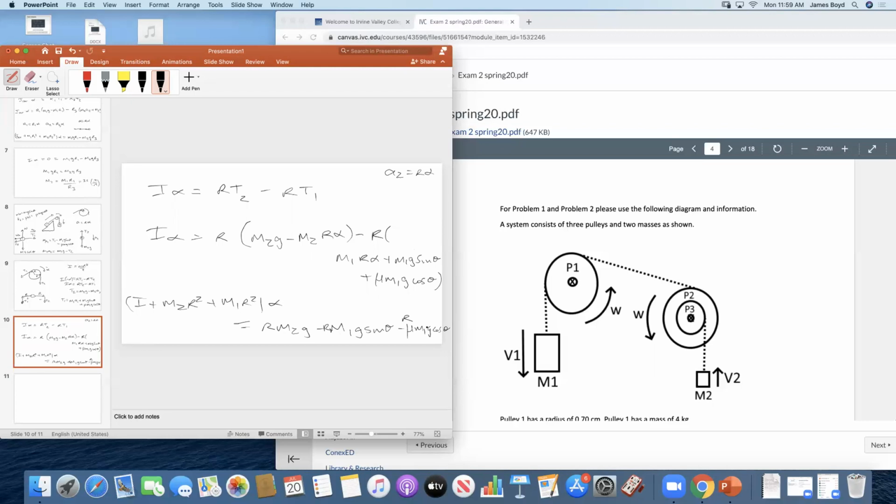But then, unlike the other one, this doesn't have to be constant. This could be some number. And let's say I gave you M1, M2, and R, right?